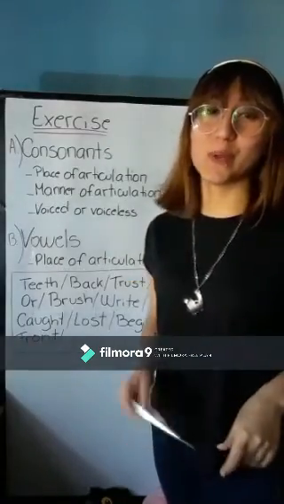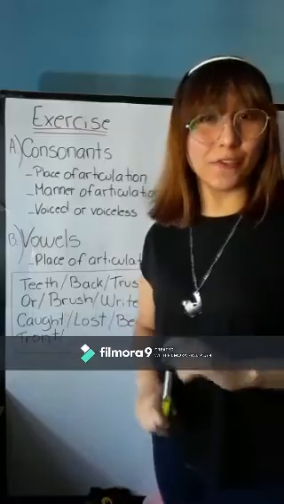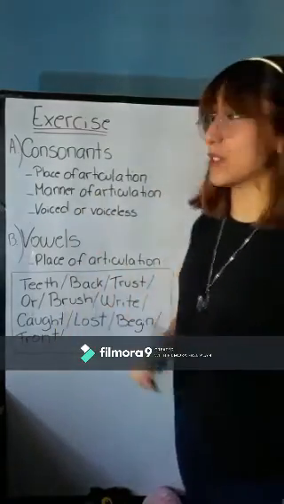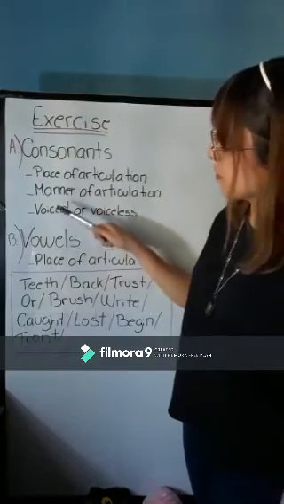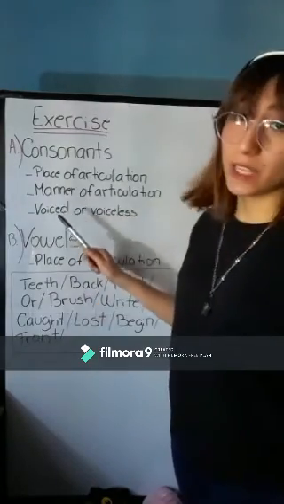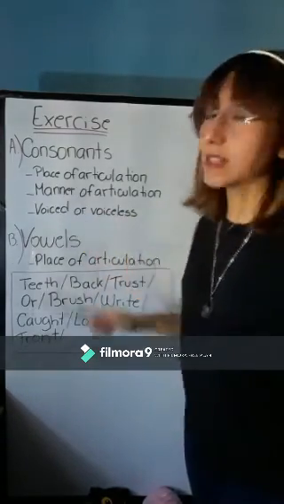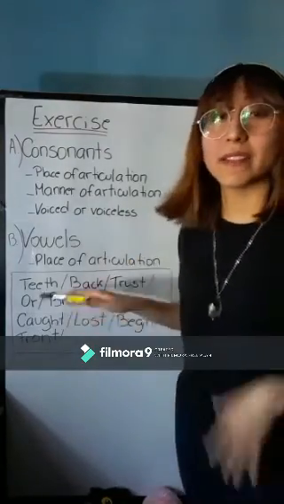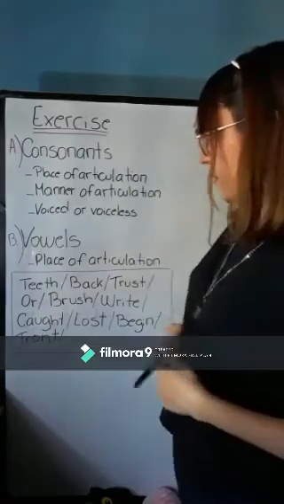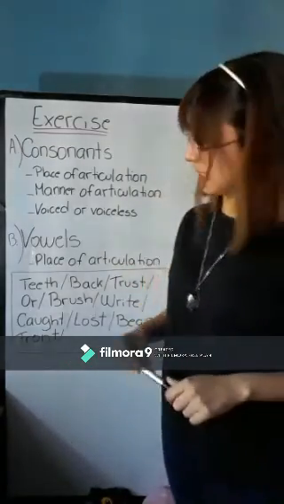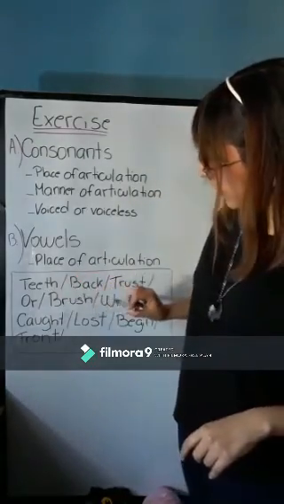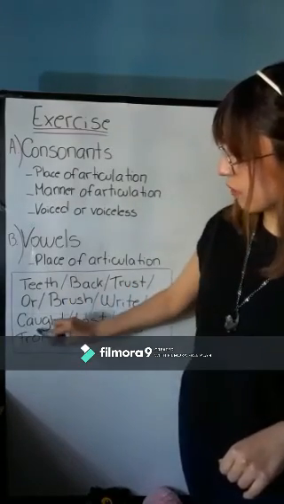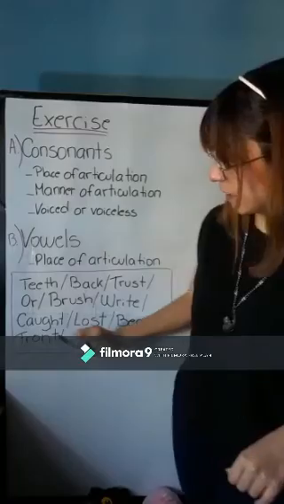Finally, we are going to propose an exercise to you. First, identify the consonants in the following words and describe them according to the place of articulation, manner of articulation, and whether they are voiced or voiceless. Then, identify the vowels in the following words and describe them according to the place of articulation. The words are teeth, back, trust, brush, right, call, last, begin, and front.